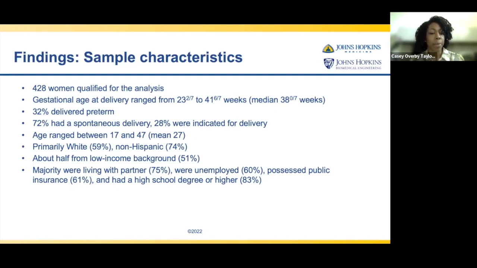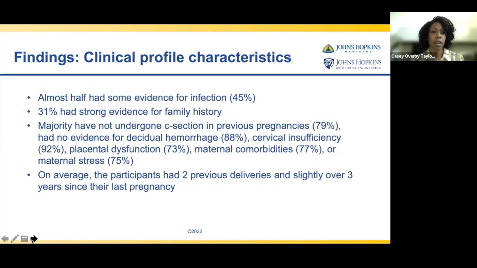It was primarily white, but there was also a large group of Black patients. Around 32% were Black, and the majority were non-Hispanic, 74% non-Hispanic. Also, about half came from a low-income background, and the majority were living with a partner, were unemployed, possessed public insurance, and had a high school degree or higher. The focus of this prior study was to have individuals from a diverse socioeconomic background.